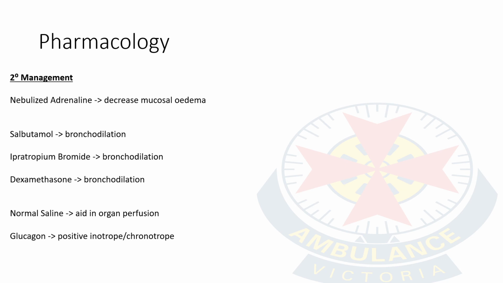Circulation management is intravenous normal saline to aid in organ perfusion by increasing preload. This will ultimately increase cardiac output and aid in perfusing oxygenated blood to organs. It also discusses glucagon as a secondary option if the anaphylaxis is refractory to intramuscular adrenaline. Glucagon causes inotropic and chronotropic effects on the heart by increasing intracellular cyclic AMP independently of the adrenergic receptors.